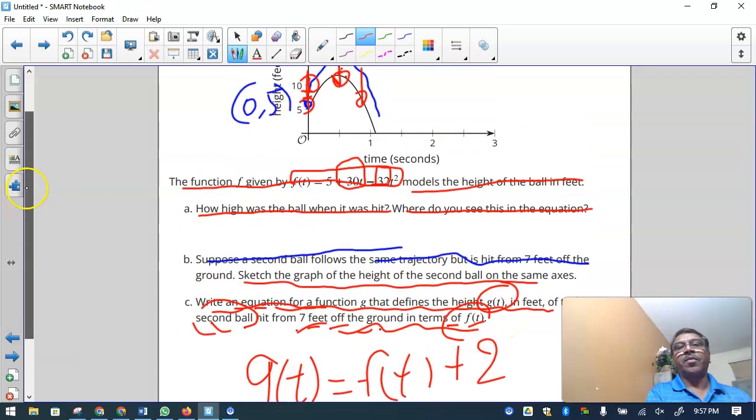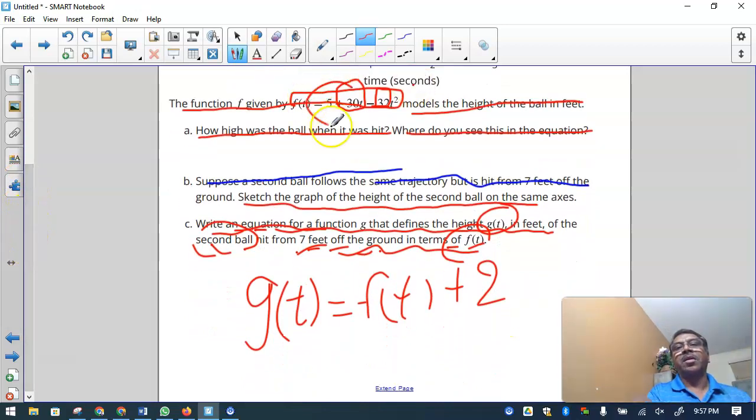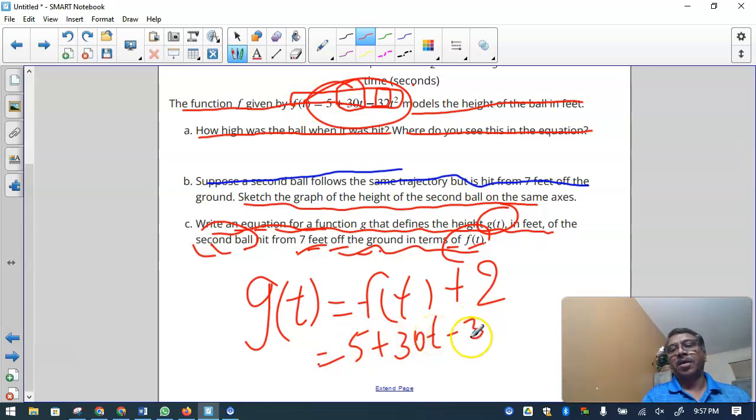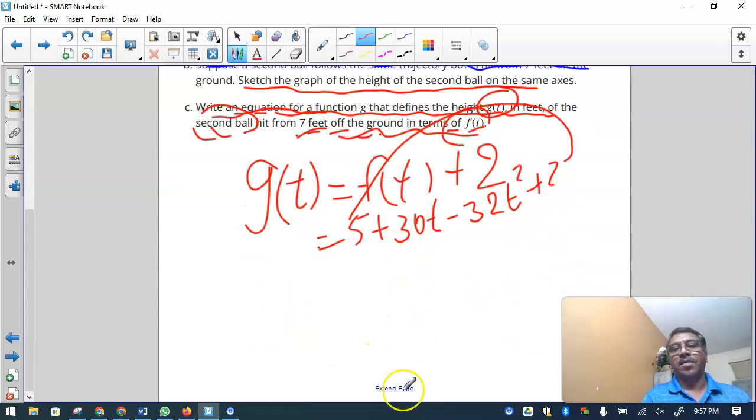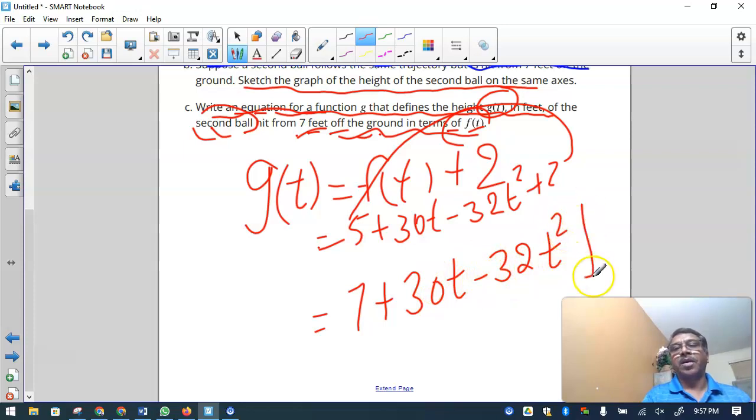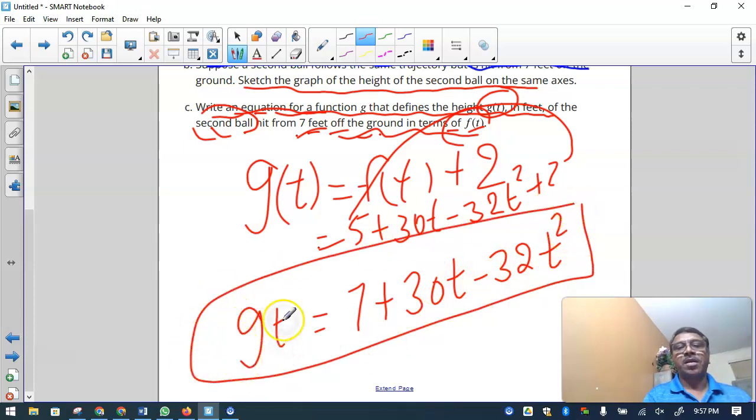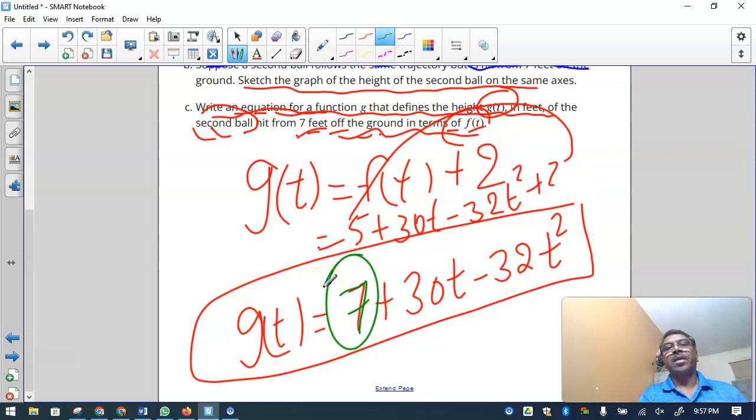But if you want to know the actual expression, you can plug this in: that's 5 plus 30t minus 32 feet t squared plus 2. Then this 2 and this 5 add to 7, plus 30 feet minus 32 feet per second squared. That's the expression for g(t). All you see is that this 7 is the y-intercept, where the ball is being thrown in the air. And that's how it is. I hope that works.